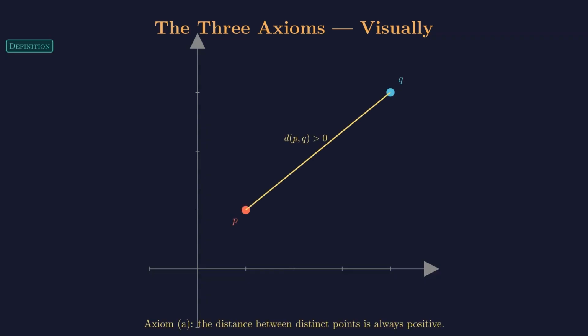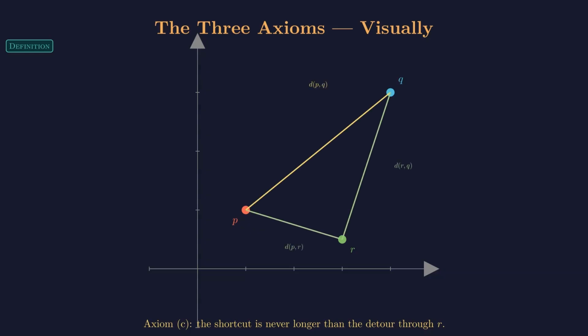Here are 2 points, P and Q. Draw a line between them. That distance is strictly positive. It can only be 0 if P and Q are the same point. Now symmetry. The distance from P to Q equals the distance from Q to P. The direction doesn't matter. Now, the triangle inequality.